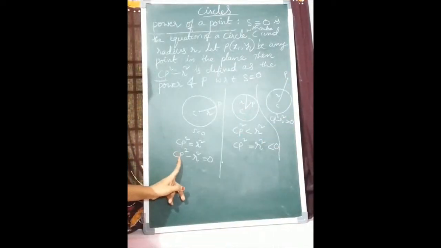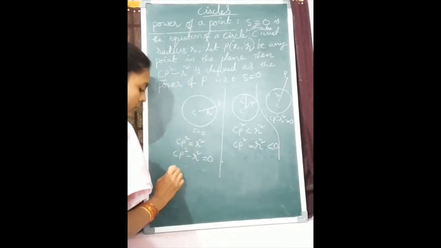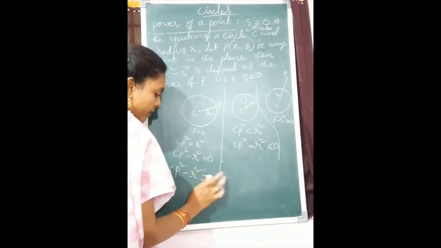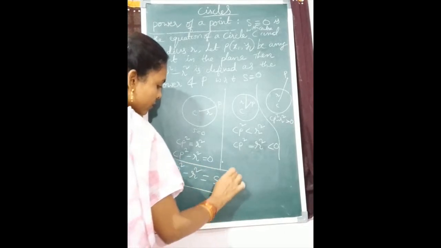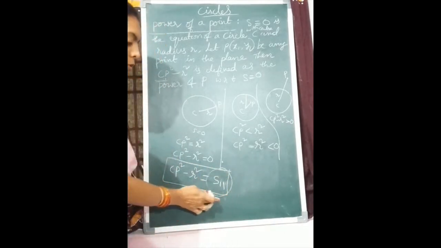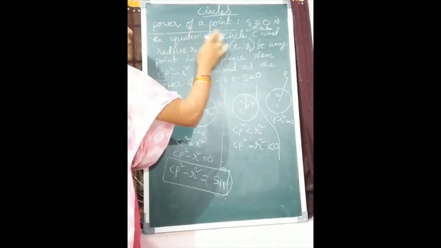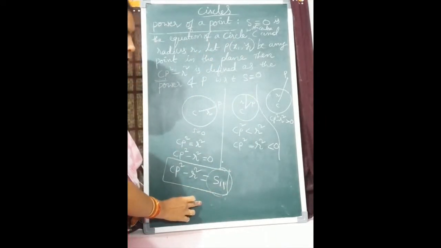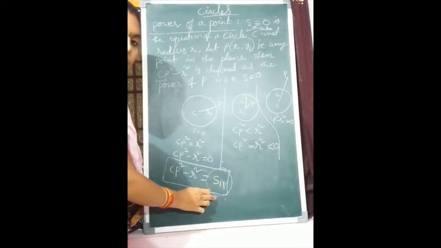CP square minus R square is also written as S11. So the S11 notation is very important for the location of the position of a point and the power of the point. S11 is very important for finding the position of a point and also for finding the power of a point.